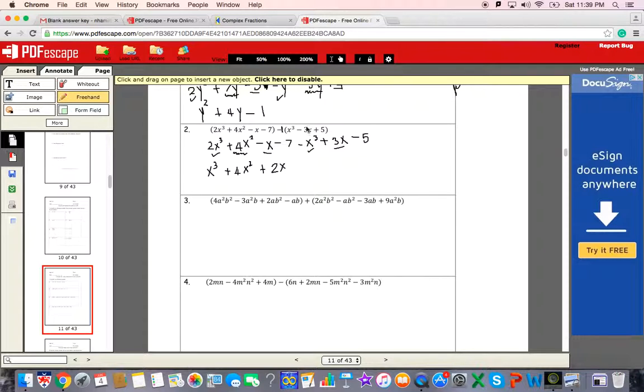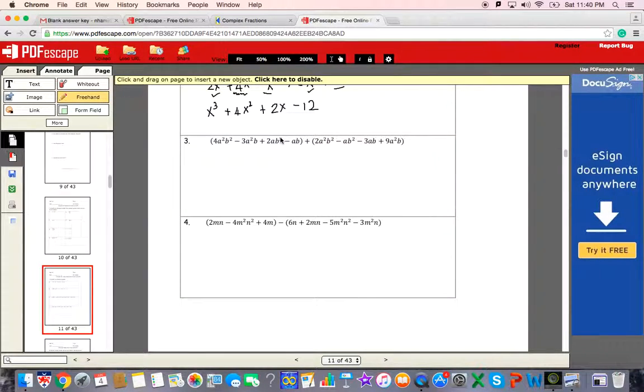And finally, I'll put the check mark above the number. Minus 7, there is no x there. Minus 5, there is no x there. Those are like terms. We have minus 12. And we go ahead and double check. There are no like terms here, which means this is fully simplified.